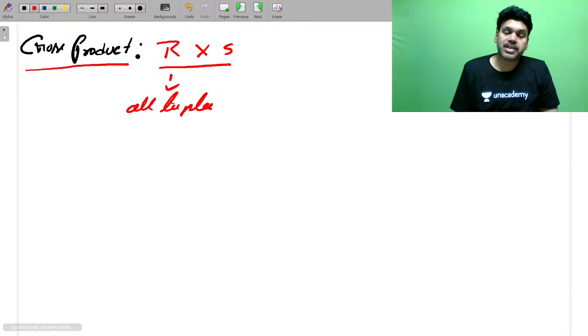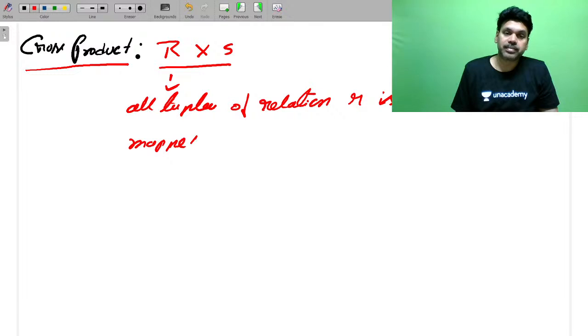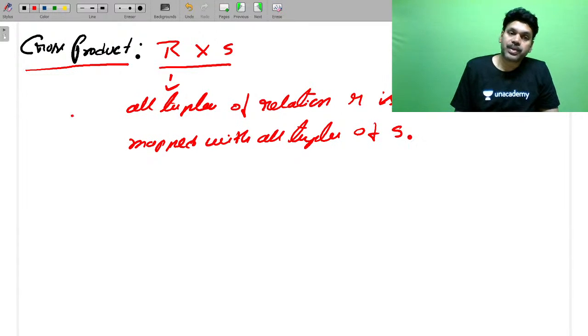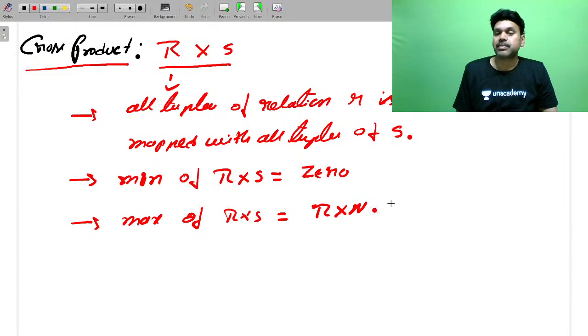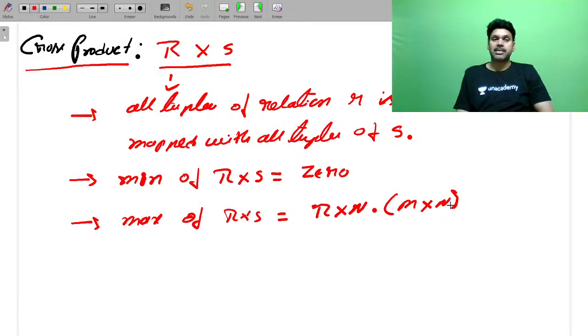All tuples of the relation instance R are mapped with all tuples of S. There is one important rule: the minimum of R cross S is 0. Very important previous GATE question. And the maximum of R cross S is R into S. Sometimes we also call it M into N. M is the instance, N is the instance.